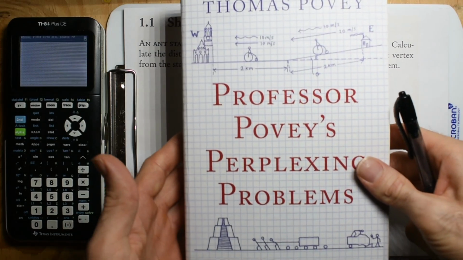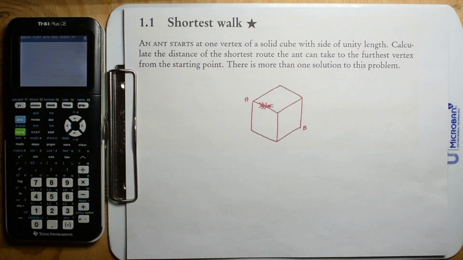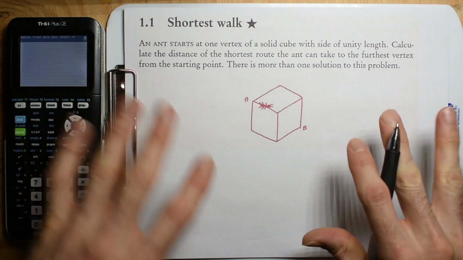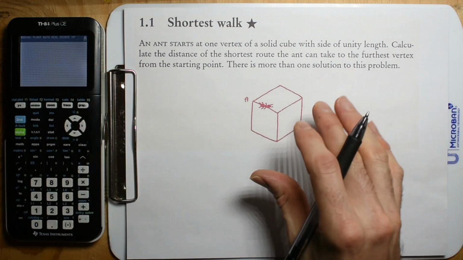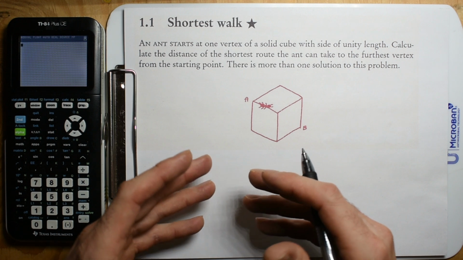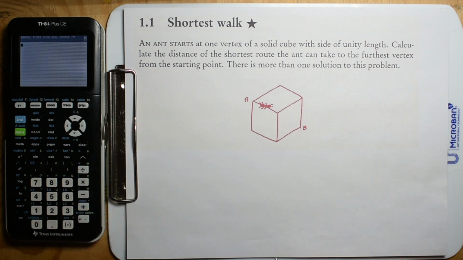Alright, I just got this new book, and we're going to do this problem. It's on geometry: the shortest walk of an ant along a cube. It's got to get from point A to point B. Now, I just did a 2-hour video on this using a derivative, so I'm going to try to do it in the most concise way possible.